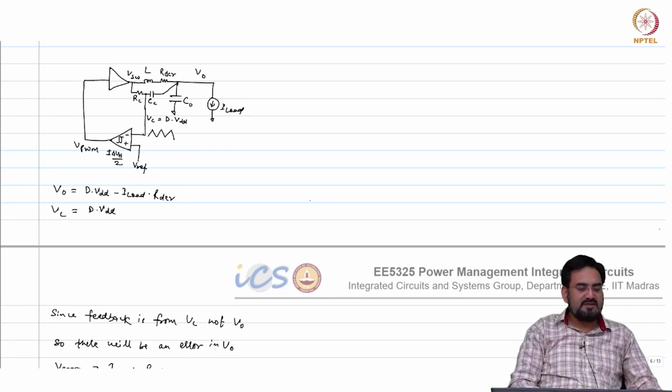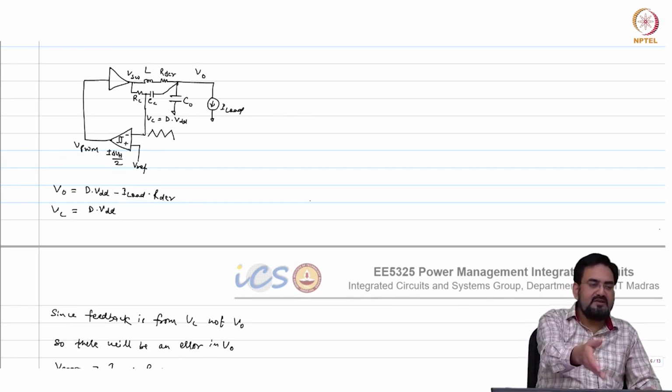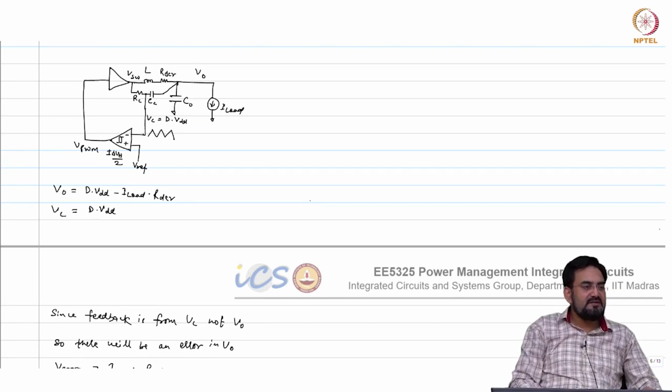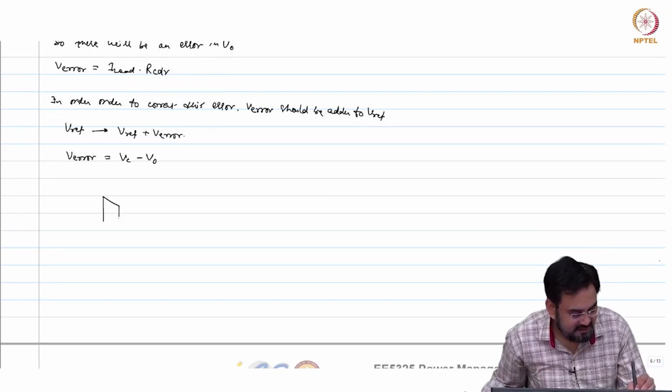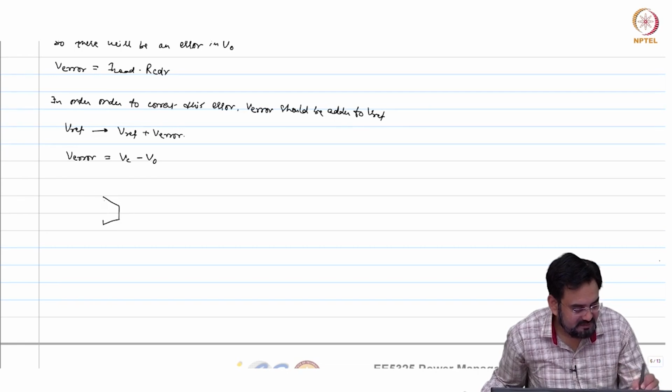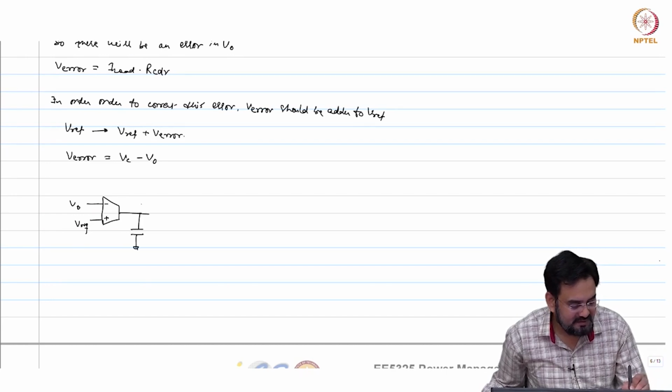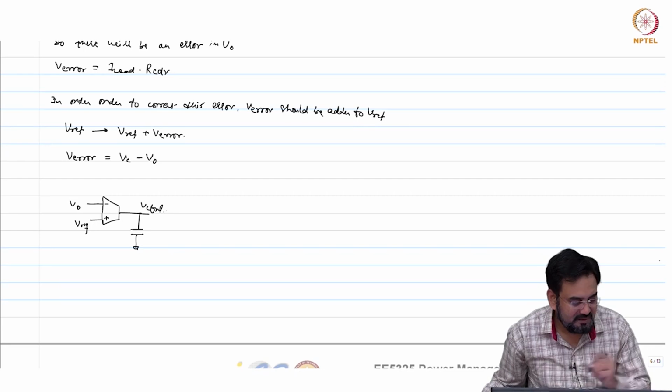Instead of doing that, why don't I not take the VC and V out difference. I want to keep the average value of V out the same as Vref. If this is V out and this is Vref, I integrate the error and make it VCTRL.